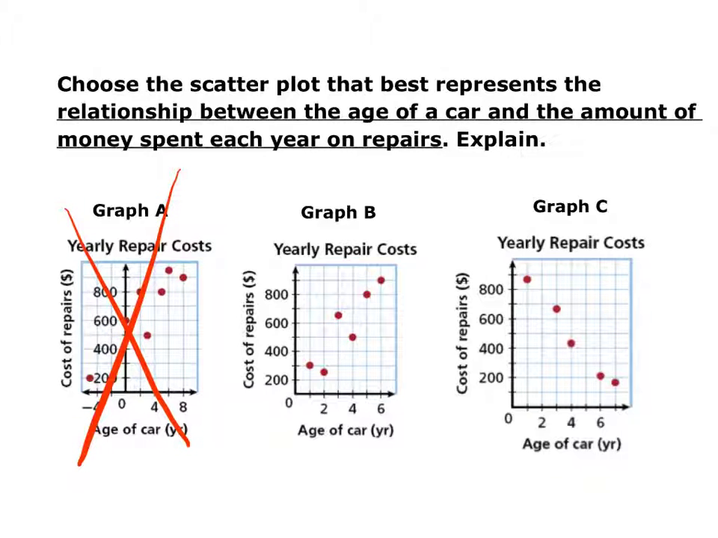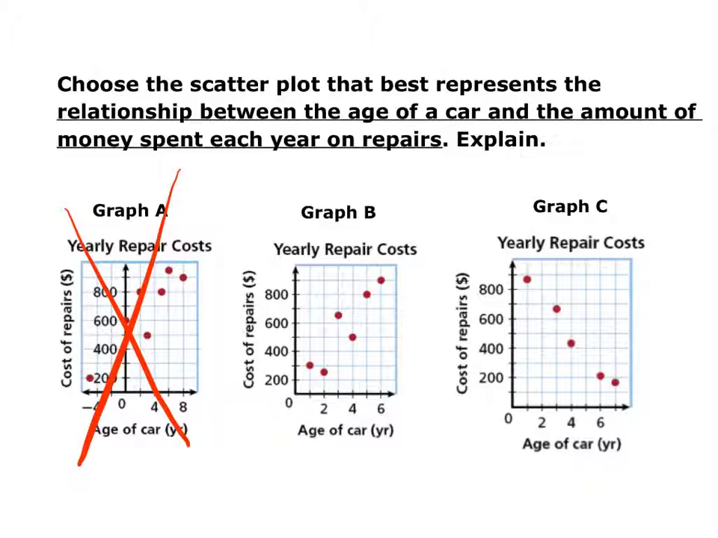Graph B, year 1, around 300. Year 2, around 250. And it goes up from there. That is a maybe answer. That is a great graph, because when you get a new car, you don't spend that much money on repairs. And as it gets older, it breaks down, so you spend more money on repairs.